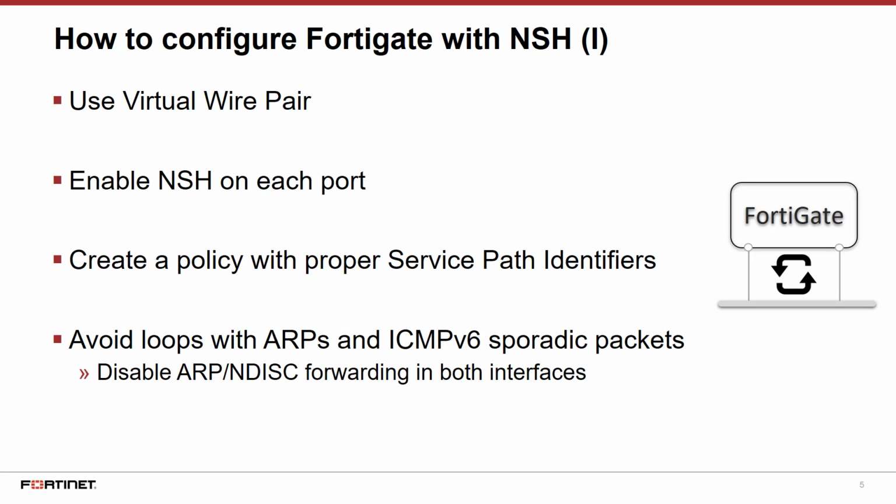So how do we configure the FortiGate with NSH? Well, we have to use the virtual wire pair for the couple of interfaces that we defined before, and we must enable NSH on each of them. Then we have to create a policy, and in this policy we will specify the service path identifiers. And we have to be very careful with loops, as we said before, with the ARP and ICMPv6, because they can create loops in our FortiGate.